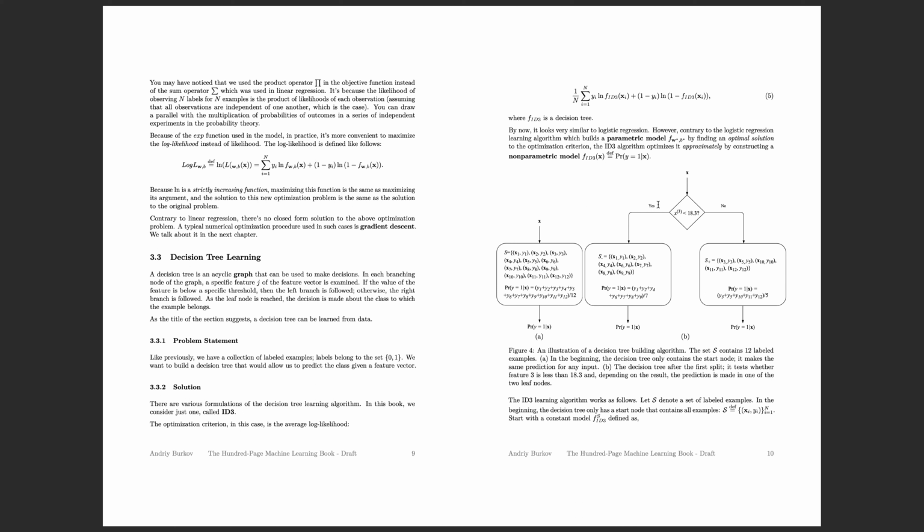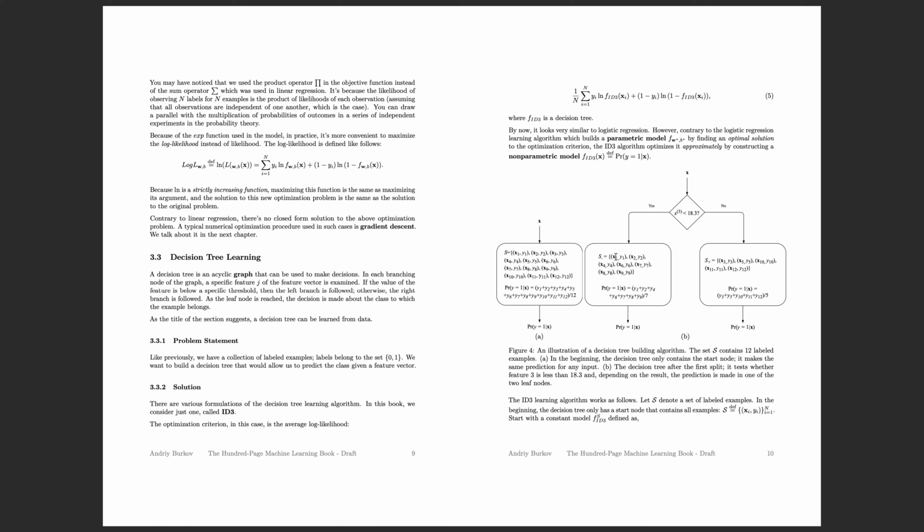So this is the right branch and this is the left branch. Here yes is the left branch and no is the right branch, right? Usually in each branching node a specific feature is examined. If the value of the feature is below a specific threshold, then the left branch is followed. You can see here the variable x3 is below 18.3. If it is yes, then the left branch is followed, while if it isn't, then the right branch is followed.